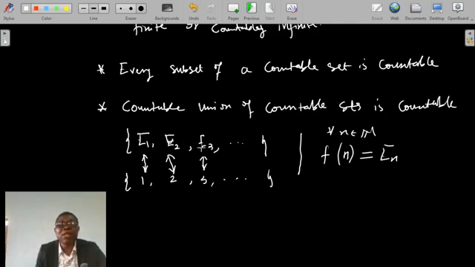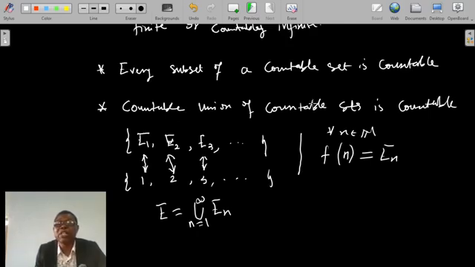Now, if each En is countable, then this particular collection will be called a countable collection of countable sets. So what we are saying is that if this collection is made up of countable sets, then the union from n equals 1 to infinity of En, which I call E, will turn out to be a countable set.